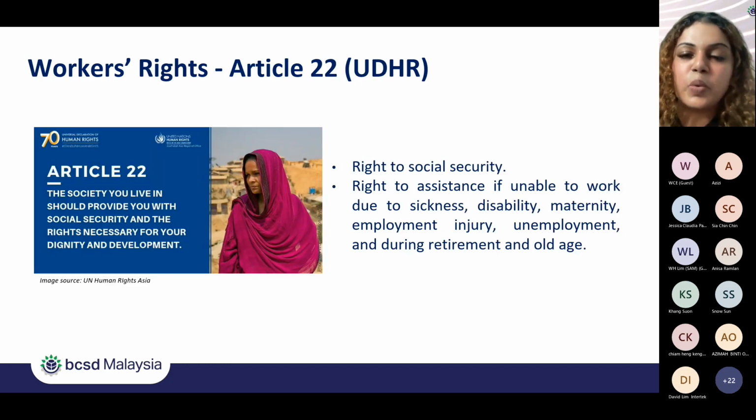But now let's take a look at the most pertinent articles from the UDHR that involve workers' rights, because the well-being of workers is extremely crucial for businesses. Article 22 from the UDHR states that everyone as a member of society has the right to social security. What the article establishes is that a country should make assistance available to enable individuals and families who are unable to work. And they could be unable to work for many reasons, reasons like sickness, disability, maternity, employment, or simply unemployment, retirement, and old age.